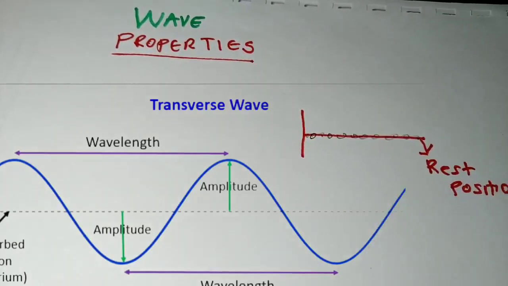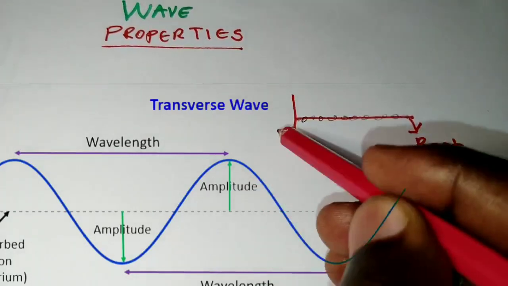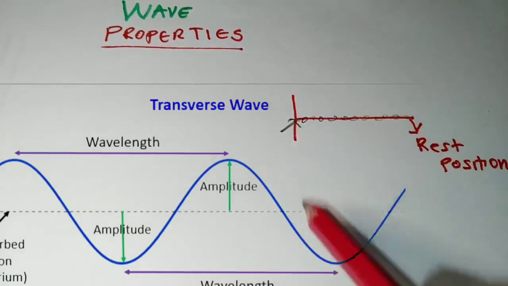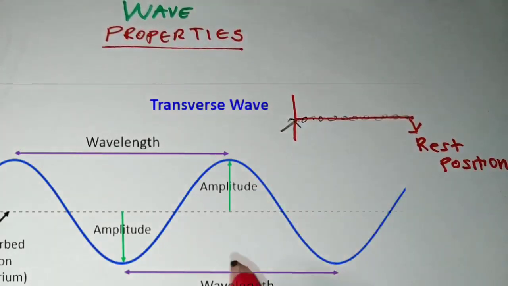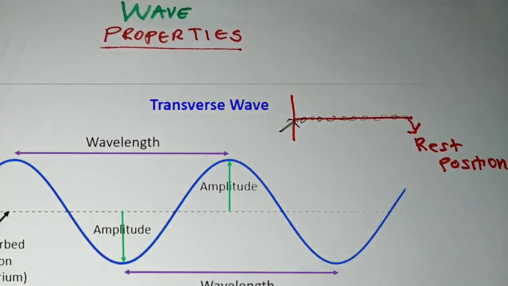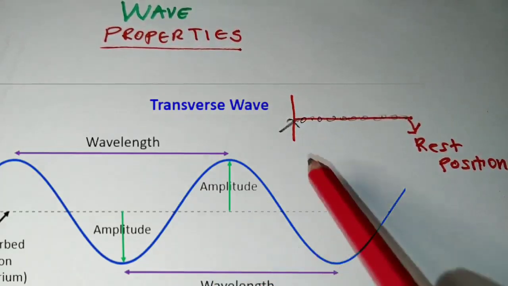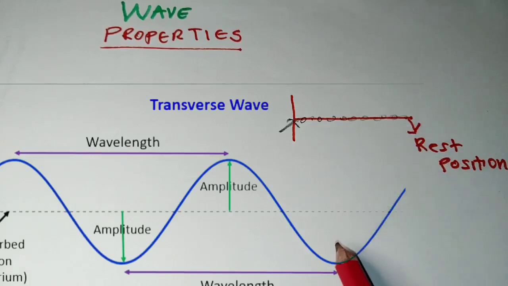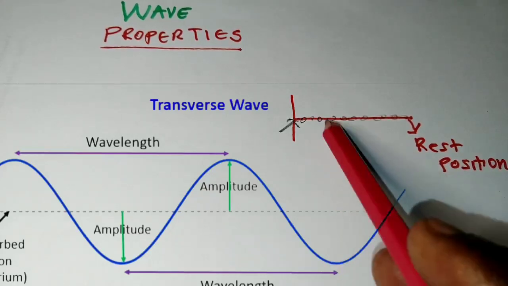As we discussed in the previous video, once we introduce a disturbance there, the particles here will begin to vibrate. Once the particles start vibrating, it depends on the type of vibration. It could be an up and down vibration, which will give a transverse type of wave, or it could be a to and fro or back and forth vibration that will give a longitudinal type of wave. So this we call the rest position.